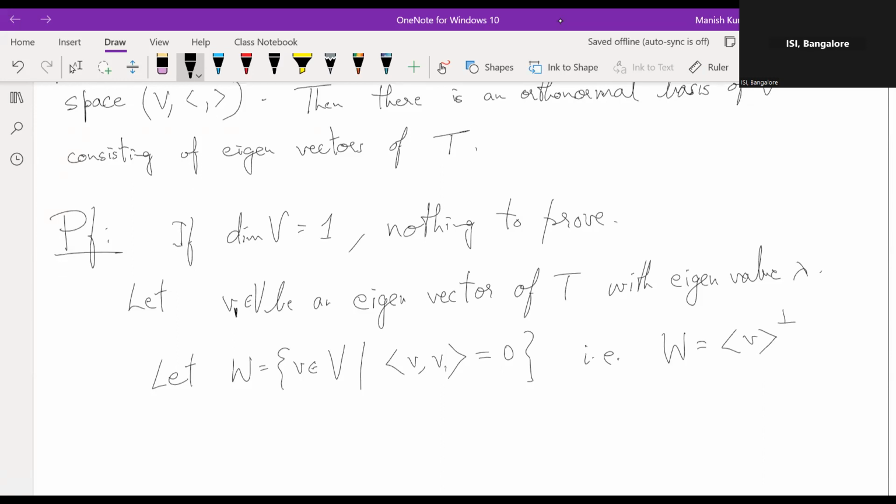So of course, this is a non-degenerate, in particular a positive definite pairing. So you can write V as a direct sum of these two. Hence V is W direct sum.